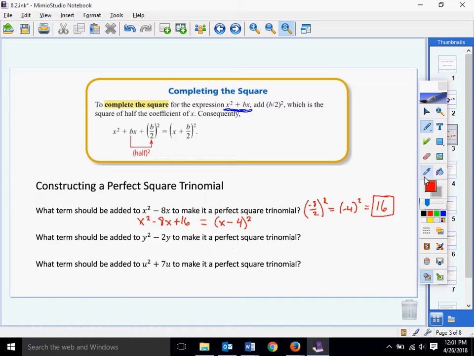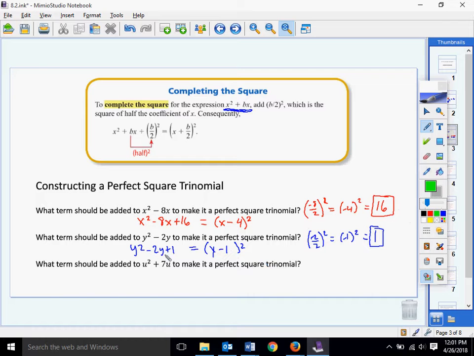What term should be added to y squared minus 2y to make it a perfect square trinomial? What we're looking at is the middle term, negative 2. Cut it in half and then square it. If I cut it in half, I get negative 1. Negative 1 squared is just 1. So we need to add 1 to the end: y squared minus 2y plus 1. Now it's a perfect square trinomial, and it's going to be factored into y minus 1 squared.